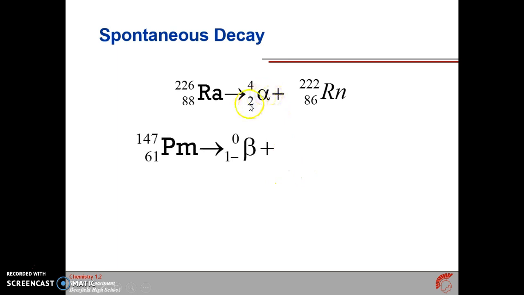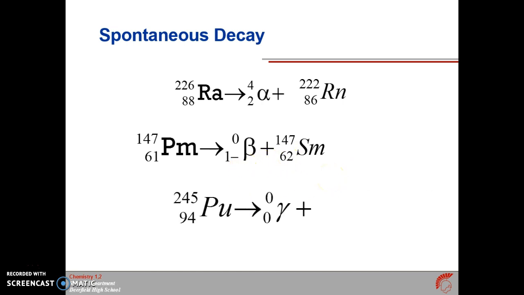Beta decay, notice up here with the alpha particle we jump down 2. With beta decay you actually have to move up, because 61 plus 1 equals what? To do the math, you actually have to go one step up on the periodic table. So a beta decay results in another proton being generated. And so you actually go up 1 on the periodic table.